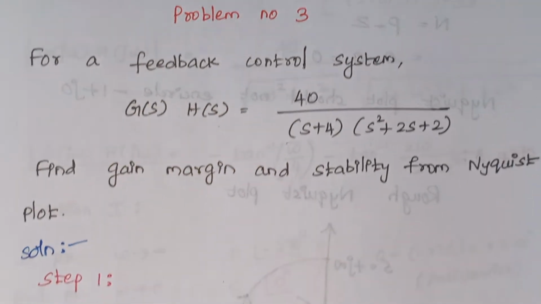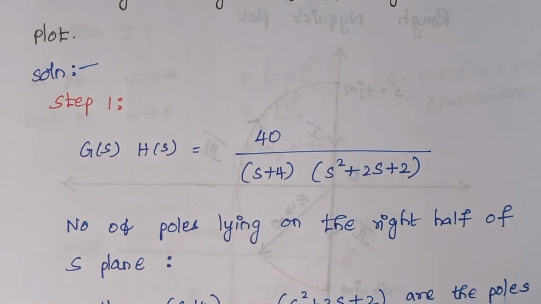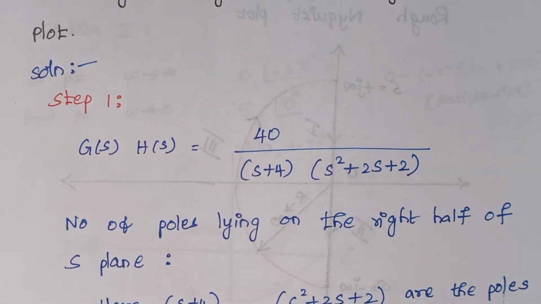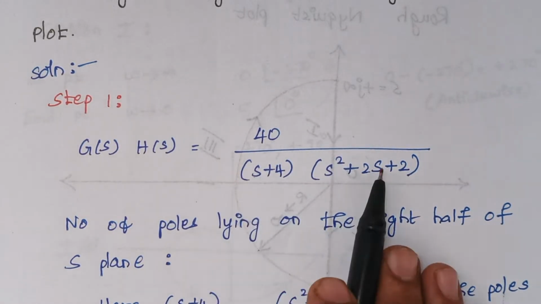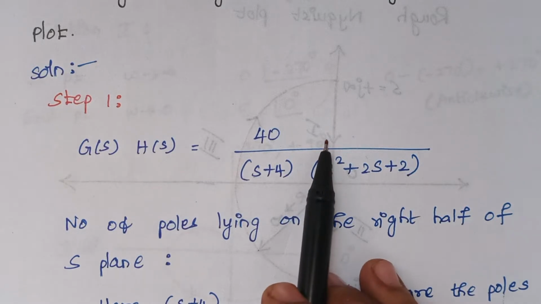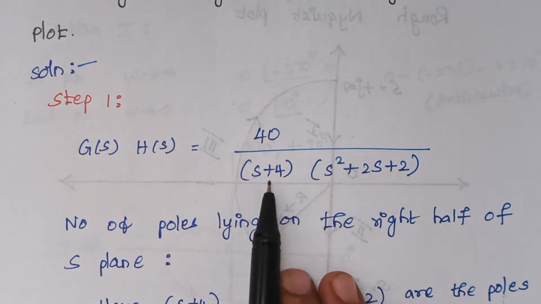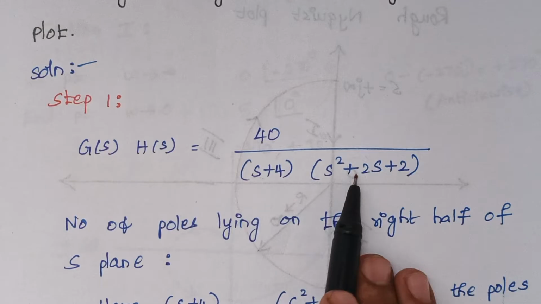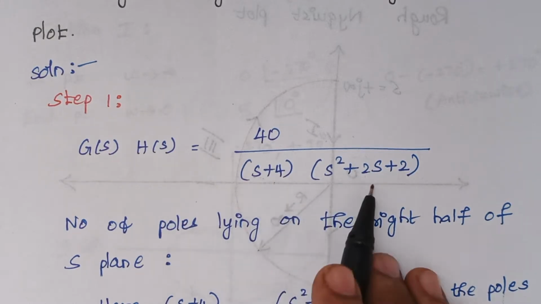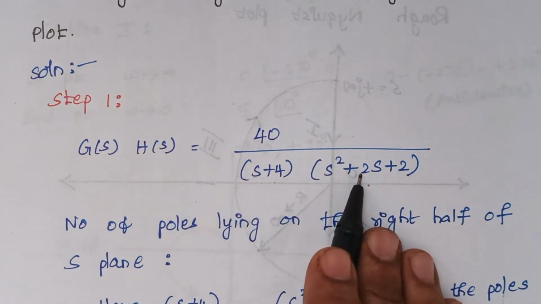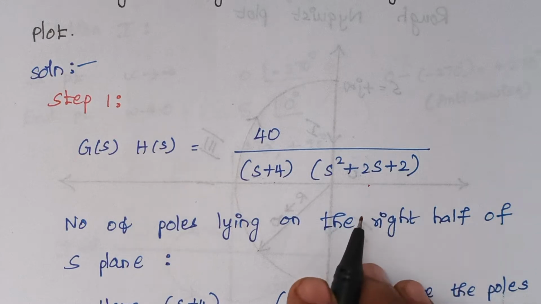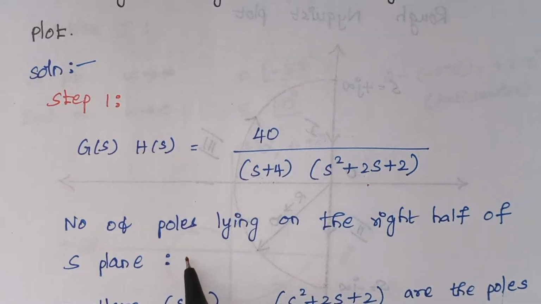So the first step is we are going to calculate the number of poles lying on the right half of S plane. As we all know, the denominator terms are known as poles and the numerator terms are known as zeros. So here we have two denominator terms, one is a simple function and another one is a quadratic equation. Now we are going to solve these two expressions and finally tell whether any poles are lying on the right half of S plane.